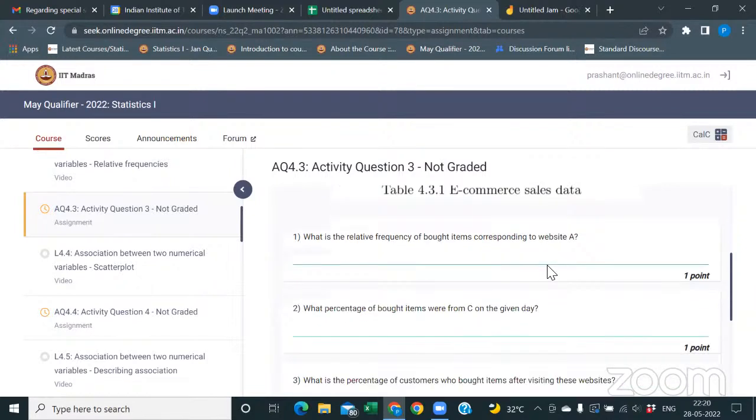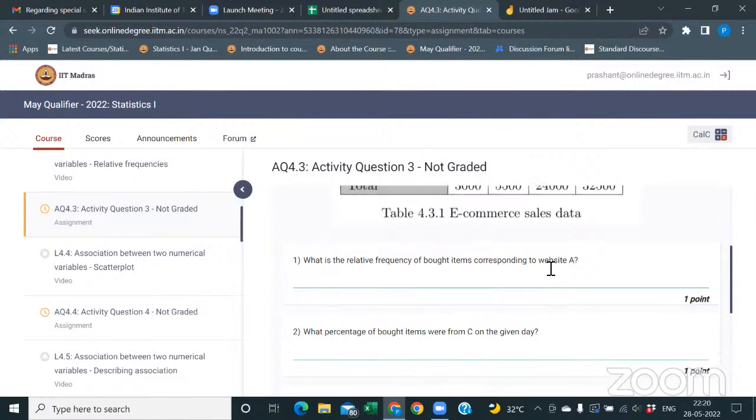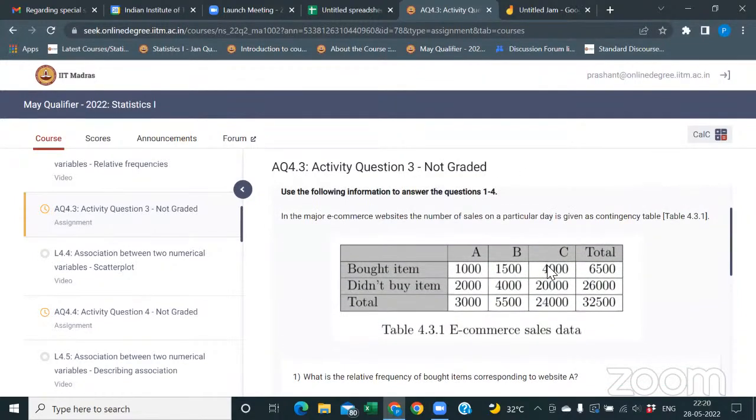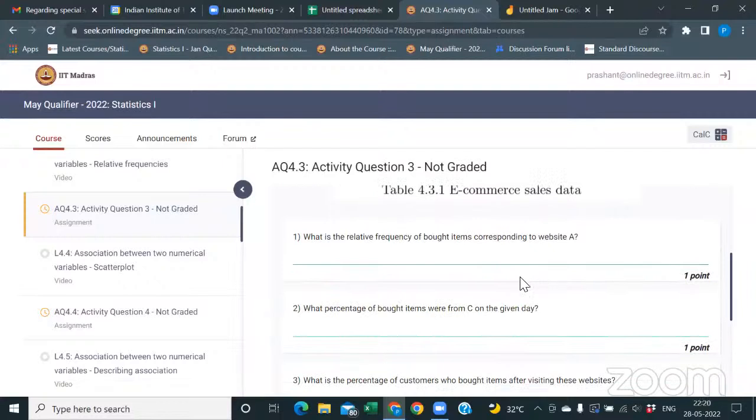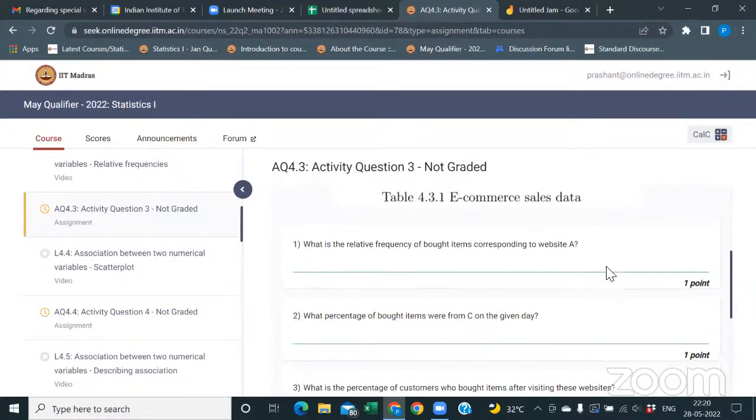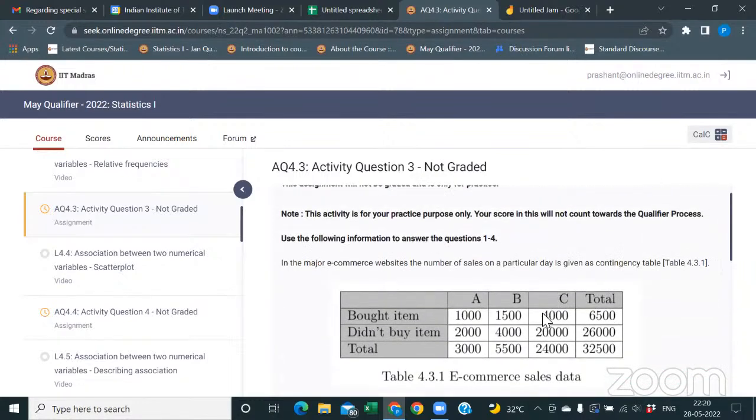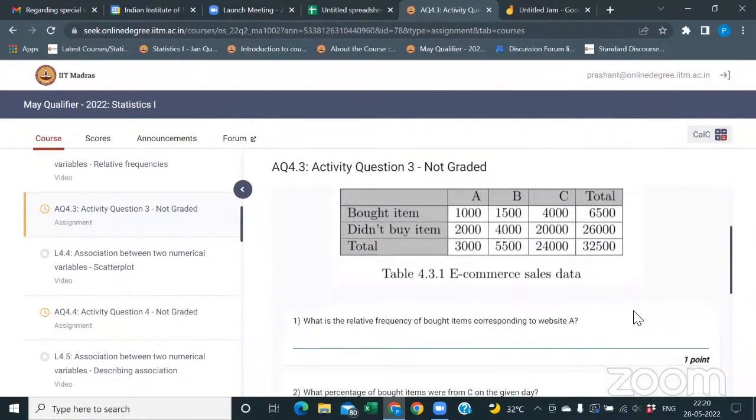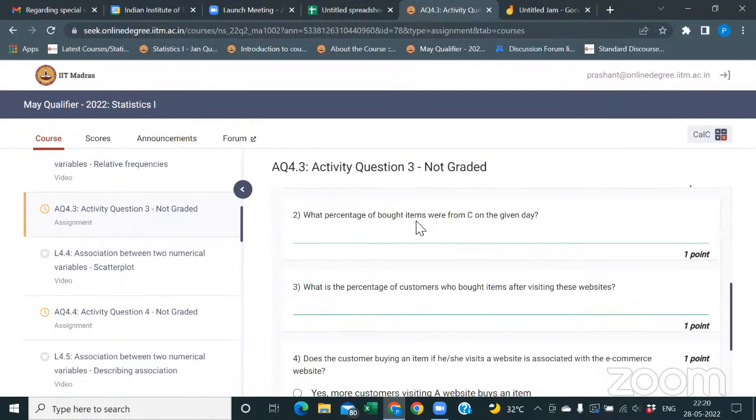You mean there's a corresponding word we have to take the total from? Yes. You have to be clear what is being asked. Similarly, the second one is asking what percentage of bought items were from C on the given day, and you would do 4,000 divided by 6500. No. What is the question? The question is percentage of bought items. So first go with the bought item. Bought item is 4,000. Okay.